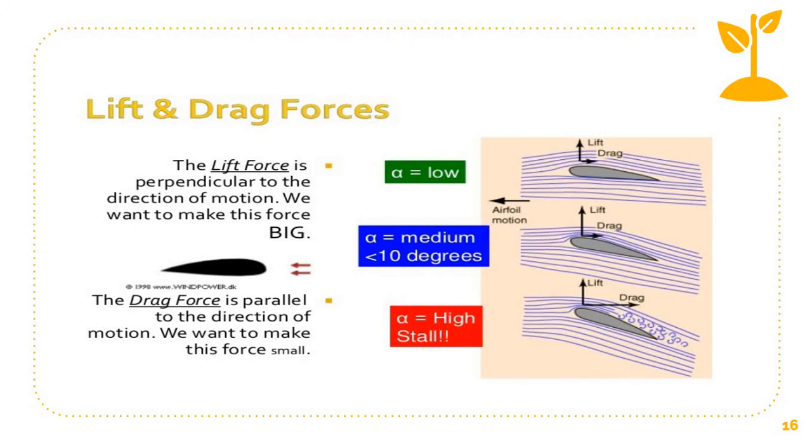Here you can see a turbine blade is shown. Two forces act on a turbine blade. One is called a lift force and another is called a drag force. So the lift force will be high when alpha is low, and the lift force will almost become zero when alpha is high, and we call this condition stall. So our basic idea is to make the drag forces as small as possible and maximize the lift forces.